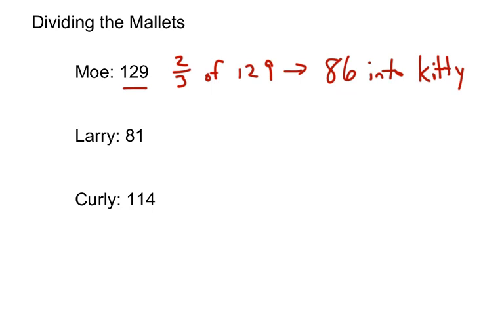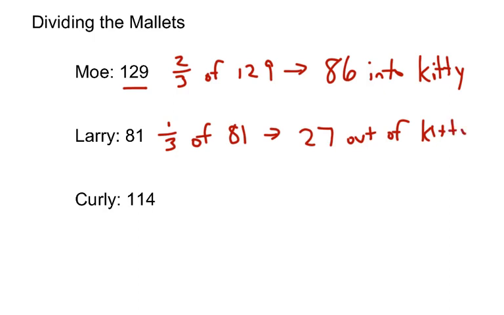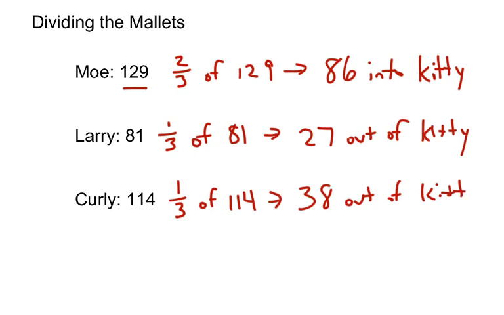Larry bid 81 and he didn't win. He's entitled to 1/3 of his bid, which was $81. So Larry gets to take 27 out of the kitty. And then Curly did not win the mallets. He's entitled to 1/3 of his $114 bid, which means he gets to take $38 out of the kitty.